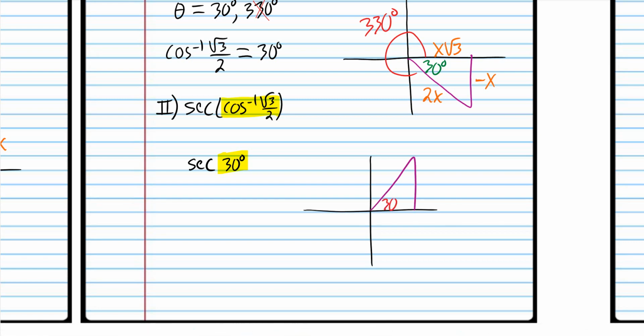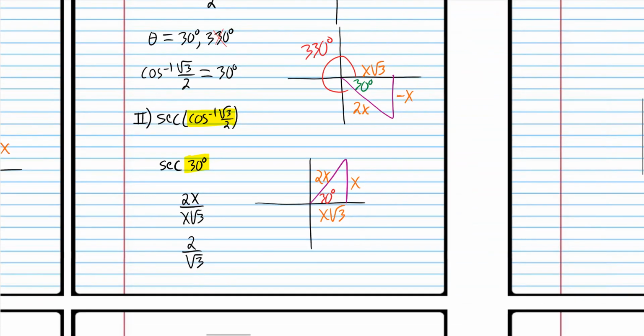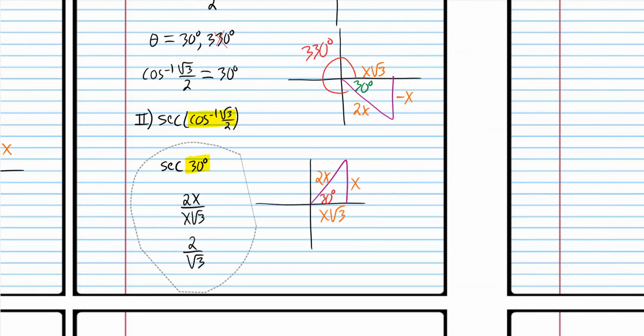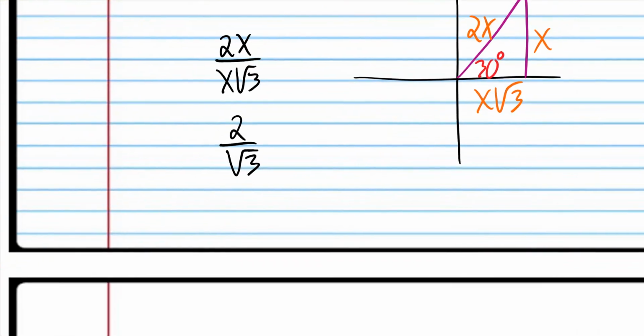So if the reference angle is 30 degrees, that means this side must be x, this side must be x root 3, and this side must be 2x. So secant 30 degrees is the hypotenuse over the adjacent side, and the x's cancel out. We're left with 2 over root 3. And if we want to rationalize the denominator, we can multiply both sides of the fraction by root 3, and we get 2 root 3 over 3.